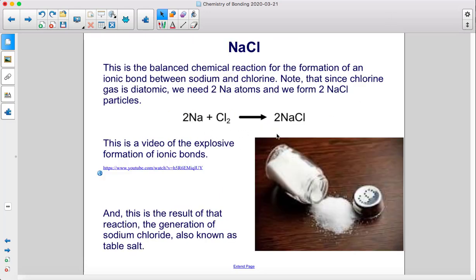This is the balanced chemical reaction for the formation of an ionic bond between sodium and chlorine. Note that since chlorine gas is diatomic, we need two sodium atoms, and we end up forming two NaCl particles. This is a video of the explosive formation of ionic bonds, and this is the result of that reaction, the generation of sodium chloride, also known as table salt.